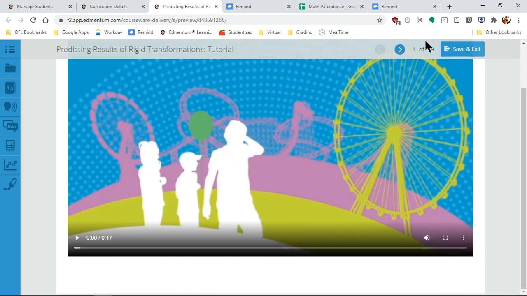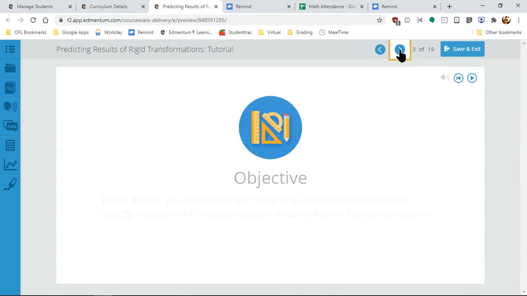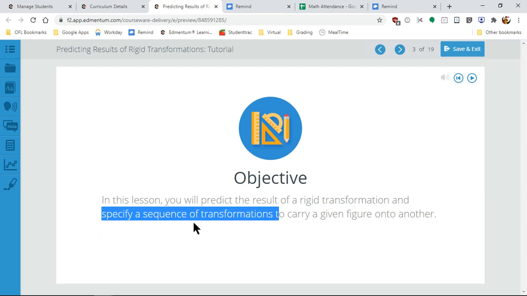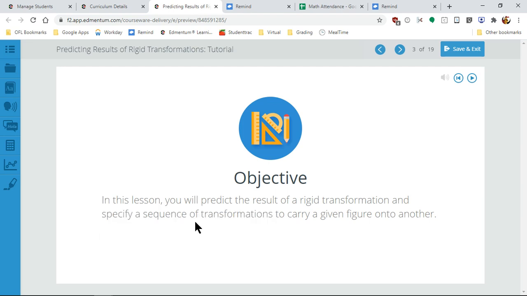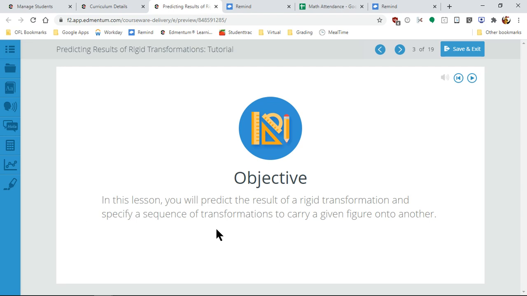All right. So again, just watch the videos on your own. Let's take a look at what the objectives are for this lesson. In this lesson, we're going to predict the result of a transformation and specify the sequence of the transformation. So our goal is to figure out where the transformation is going to go, and also how we can write down a sequence of transformations. In other words, write down instructions to make that transformation happen from one figure to another.